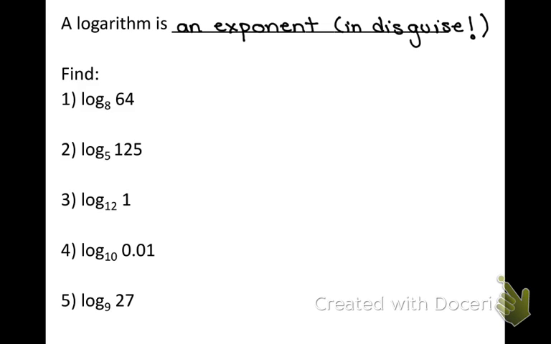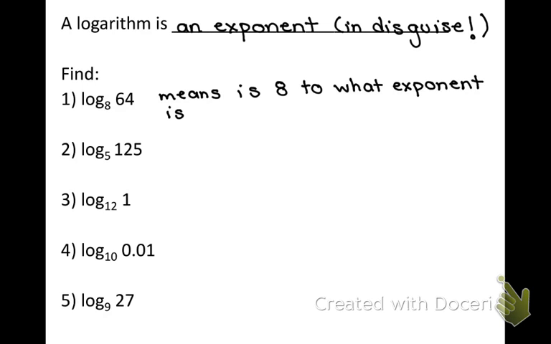So I want to find log base 8 of 64. What this really means is 8 to what exponent equals 64? Well, we just solved that in the previous slide. 8 squared is 64. So that means log base 8 of 64 equals 2.